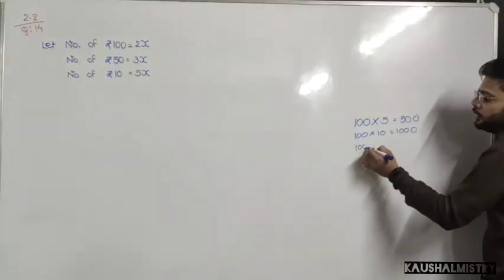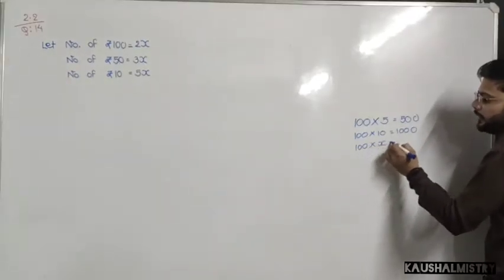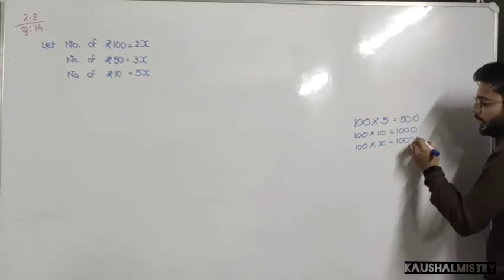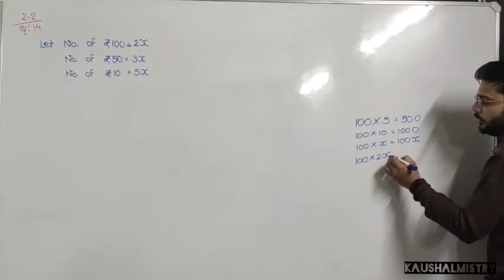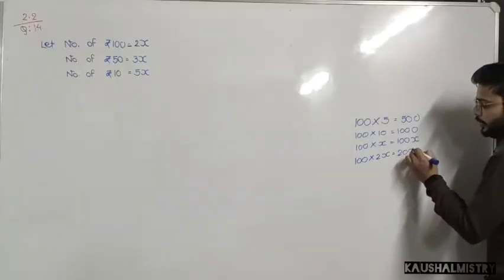अब x नोट हो तो कितने रुपीज होंगे? मल्टीप्लाई बाय x, that is equal to 100x. Am I right? और नंबर ऑफ नोट 2x होंगे तो कितने रुपीज होंगे? 200x. Am I right?